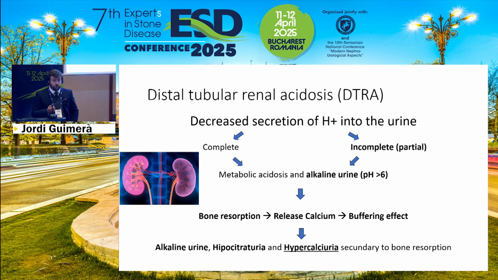So if we were talking about the complete form, we would be saying that we have a patient with metabolic acidosis, but in the incomplete form, we don't have metabolic acidosis. The only thing that we have is alkaline urine, because the kidney is able to do a little bit of secretion of acid, but not enough to evacuate all the acid in the body that is needed. So the body starts to do bone resorption and release calcium to do the buffering effect. So we have alkaline urine with a pH above 6 and hypercalciuria.